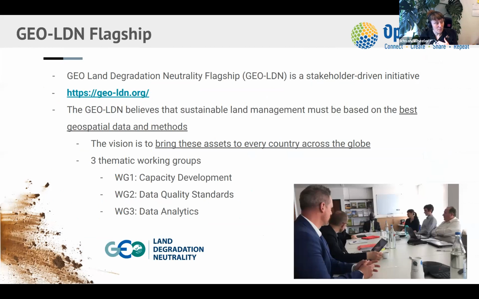Okay, I need to put a plug on the end, GeoLDN flagship. If you are serious about getting involved in LDN, please reach out to the GeoLDN flagship group. There are a lot of countries and professionals around the world working very seriously on these topics. Really, join them. The entire mission is essentially to bring best geospatial data and methods to every country across the globe. Very ambitious, so we could use your help.